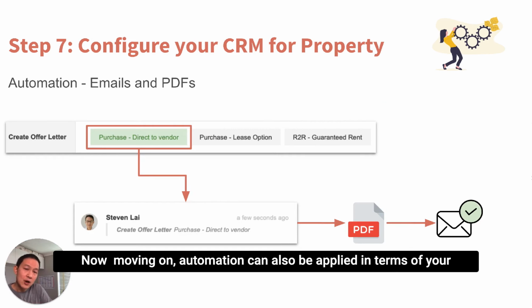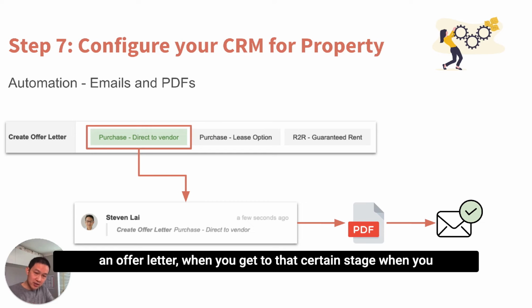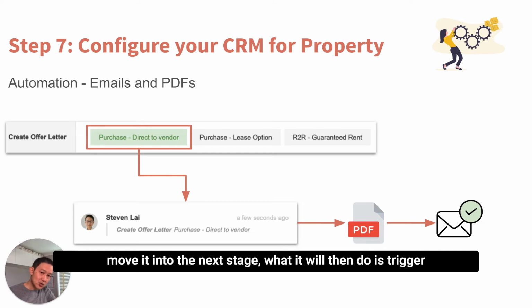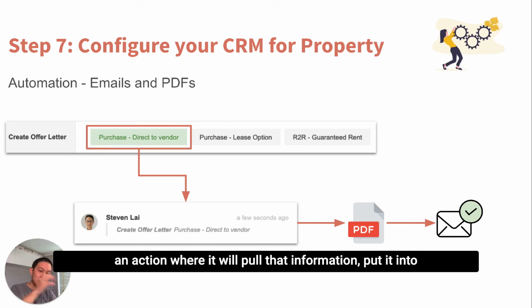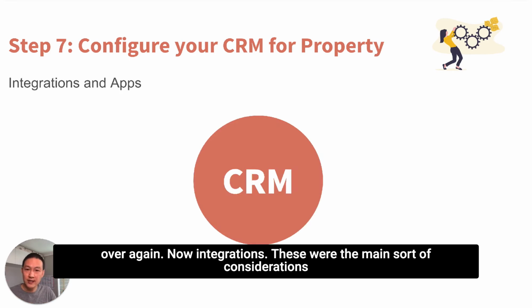Now, moving on, automation can also be applied to your emails and your PDFs. So, for example, we touched upon the offer letter: when you get to that certain stage and move it into the next stage, it will trigger an action where it will pull that information, put it into a template, create the PDF, and then email it out for you. So you don't have to do that repetitive process over and over again.